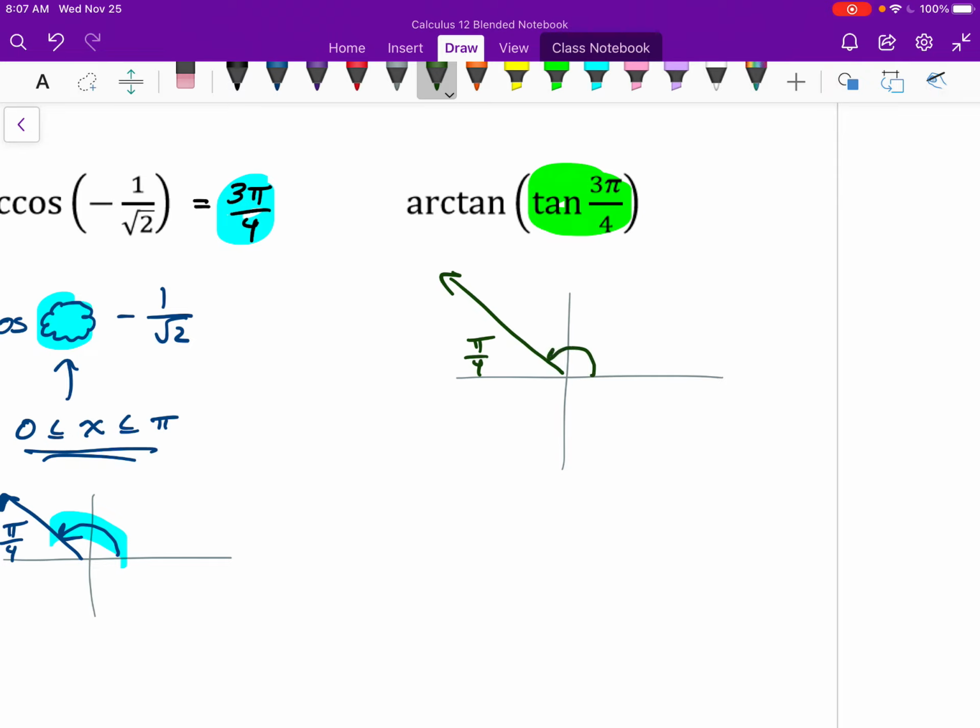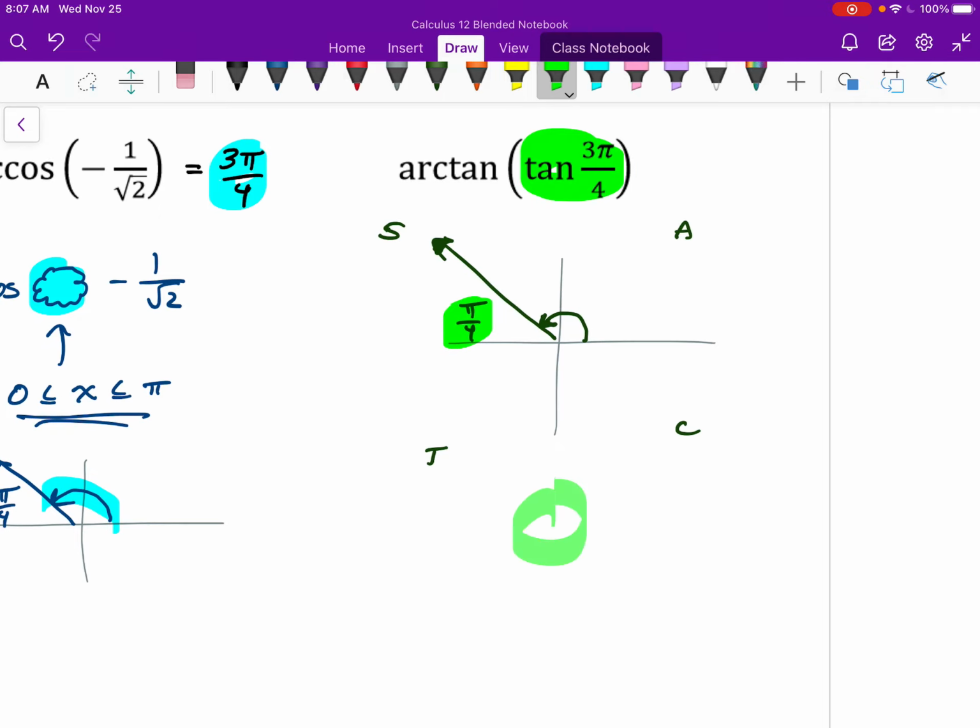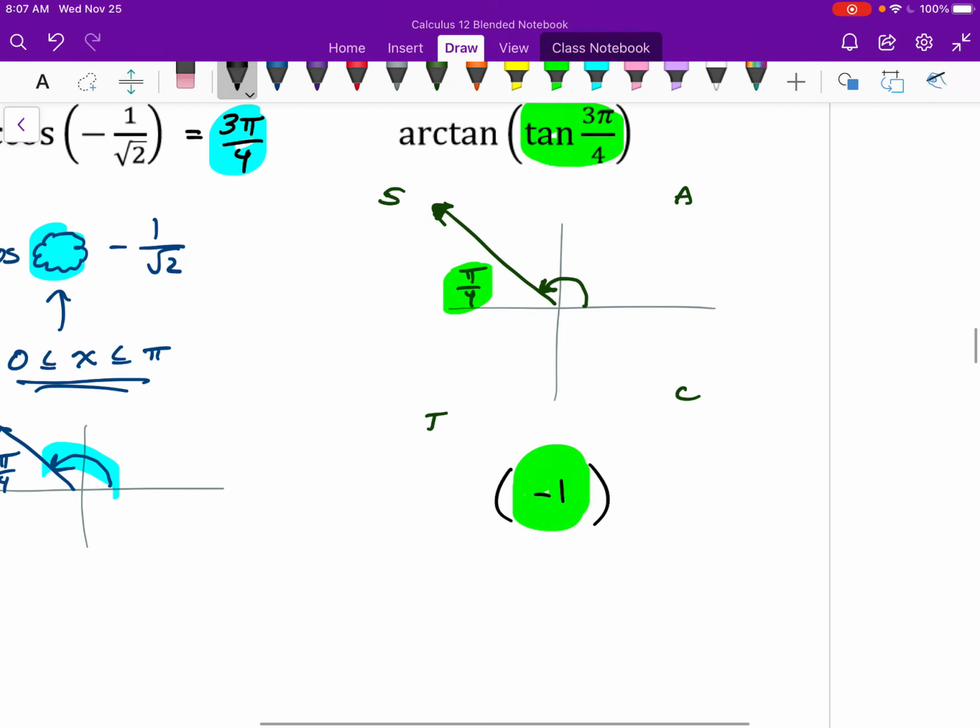And why does that matter? Because this being 3 pi over 4, I know that the tangent of 3 pi over 4 is going to be the exact same as the tangent of pi over 4, but negative, because in the second quadrant, only sine is positive. So I know the tangent of 3 pi over 4 is negative, and negative what? Negative whatever the tangent of pi over 4 is. And the tangent of pi over 4 is 1, so the tangent of 3 pi over 4 is negative 1. That said, what I've done now is I've figured out what the tangent of 3 pi over 4 is. It's negative 1. All of that is now going inside arctan.